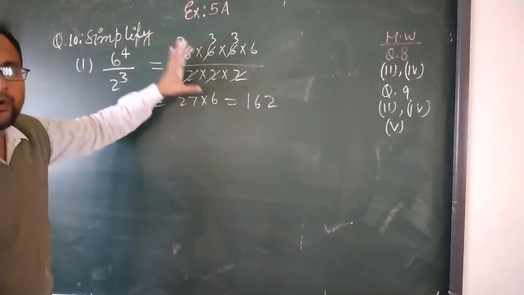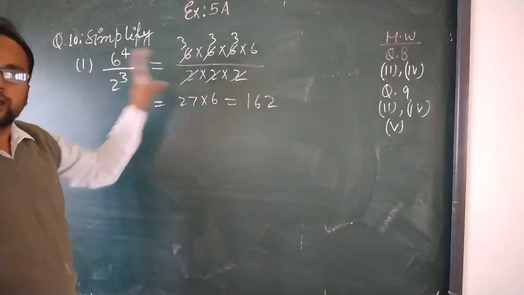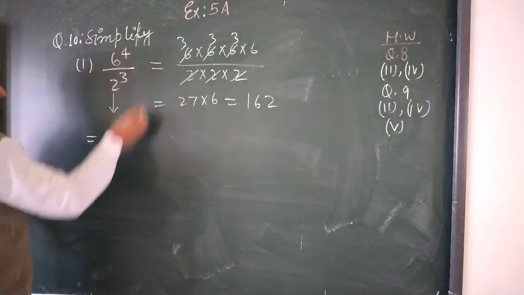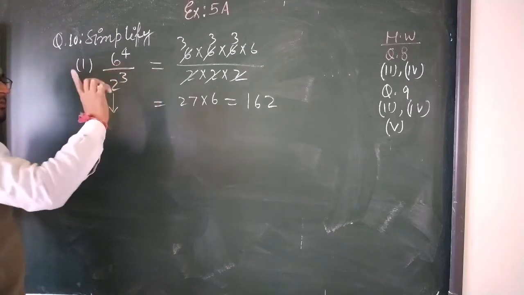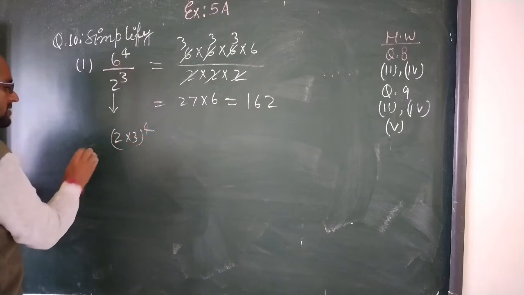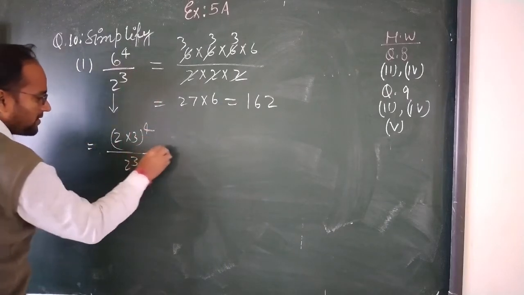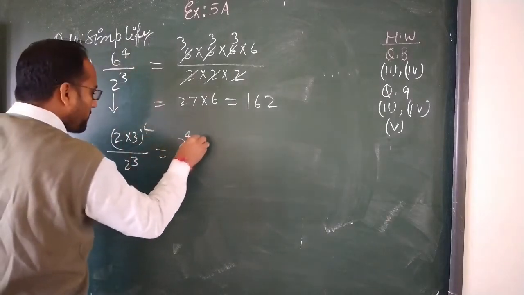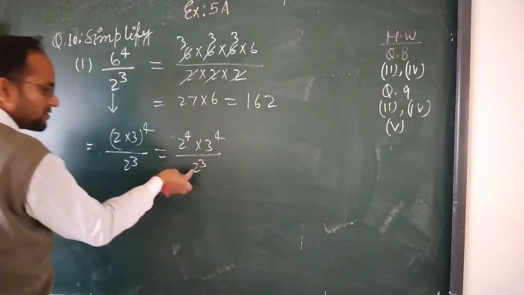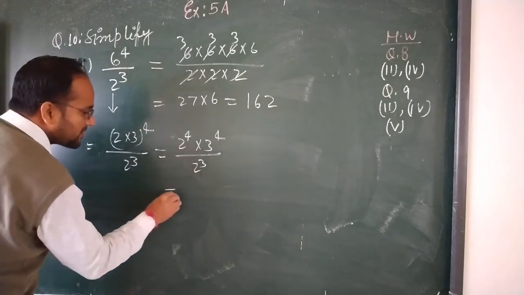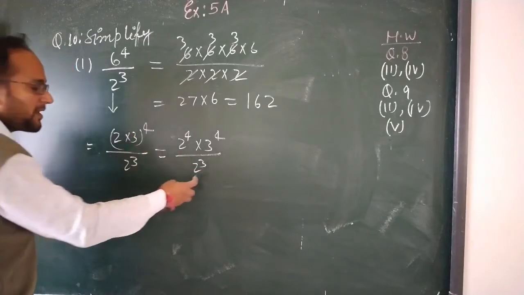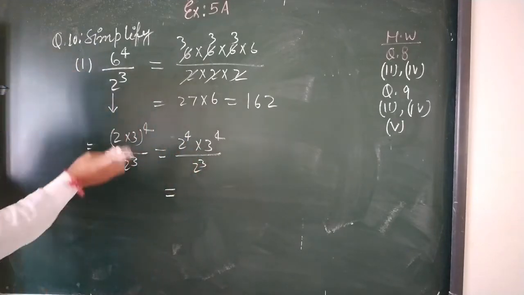But this is not a proper way. It is not a way to solve exponents. See this one? This is a way to solve the exponent. 6 to the power 4. You will write this one. 6 is a product of 2 into 3. So you will write (2 into 3) to the power 4. Any problems? And then 2 to the power 3. Break this one. You will get 2 to the power 4 multiplied by 3 to the power 4 upon 2 to the power 3. So 2 to the power 3 is in the form of a division. So if you take it outside, then division changes into multiplication, plus changes into minus 3.